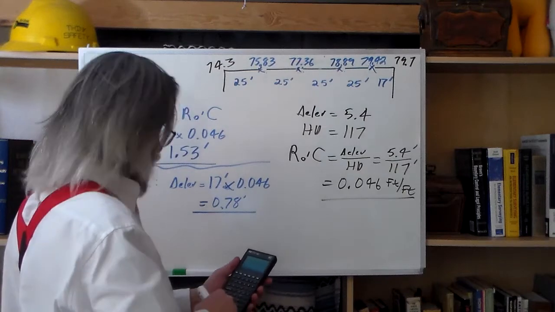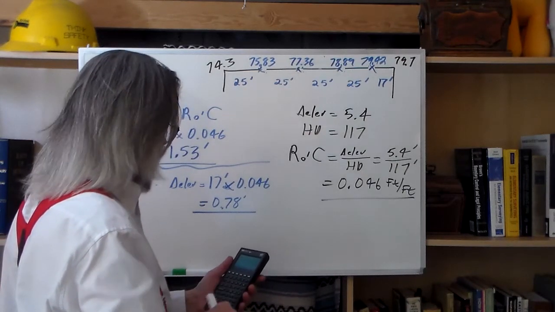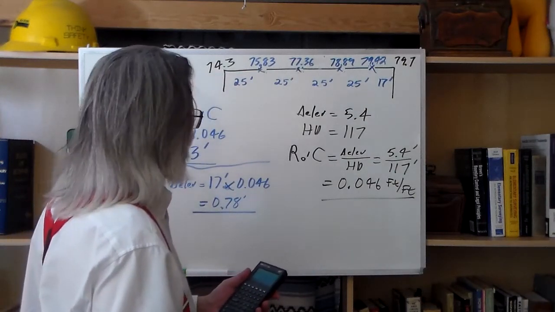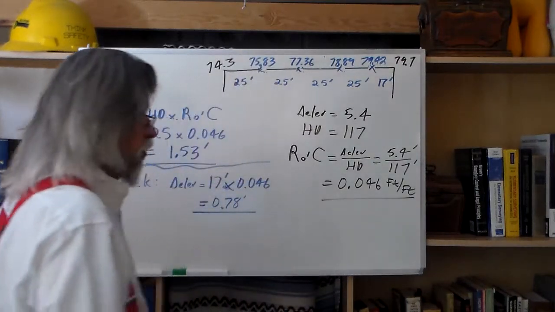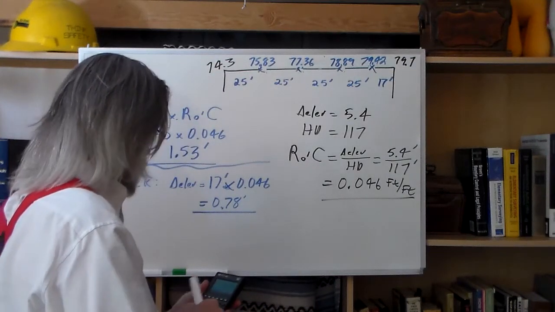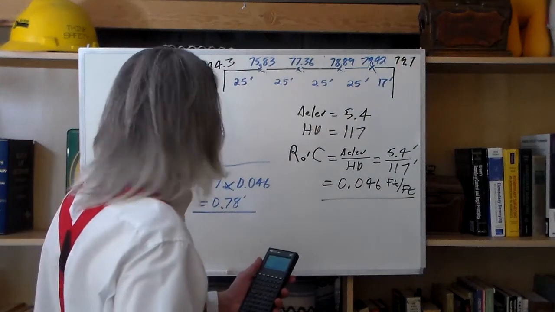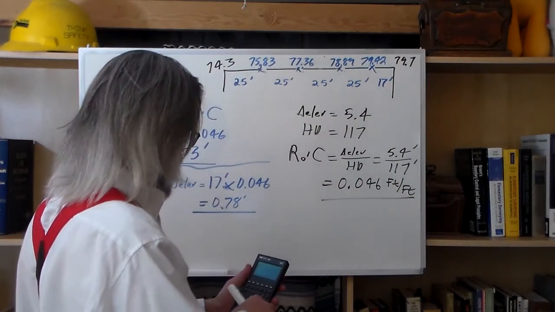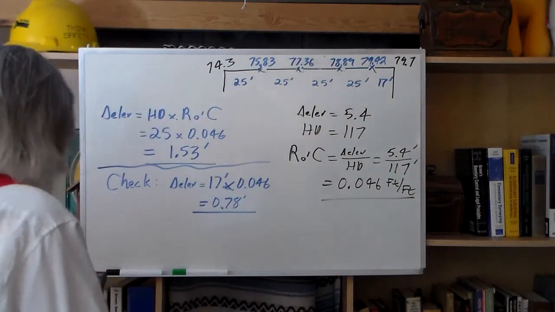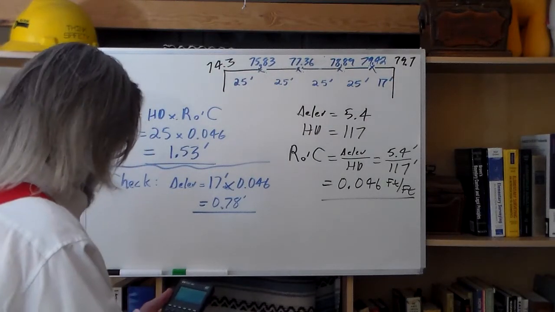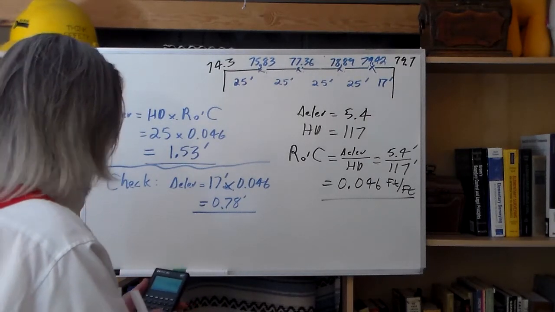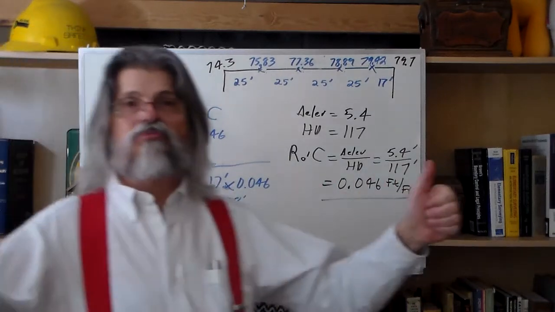79.7 minus 74.3, 5.4 is our delta elevation. Divided by 117, I got 0.046. So I'm good that far. That gets me to, now I see what I did wrong. That's not 1.53, that should be 1.15, okay? Let me double check my calculations here again. 25 times 0.046 gives 1.15, problem solved, okay?